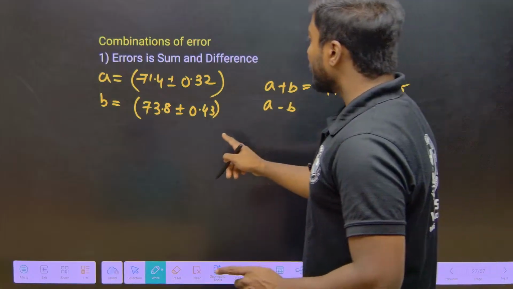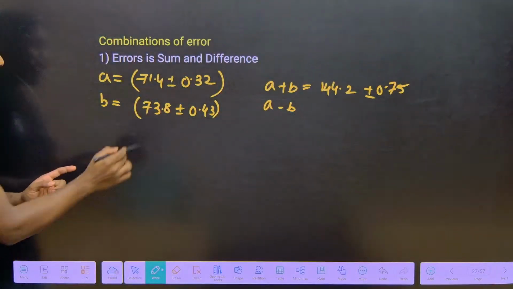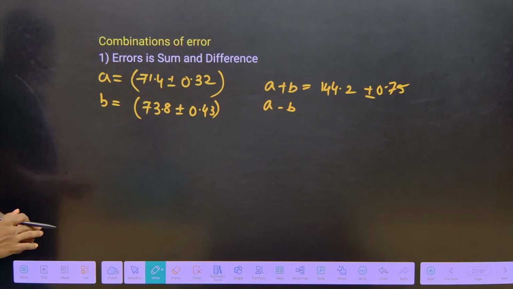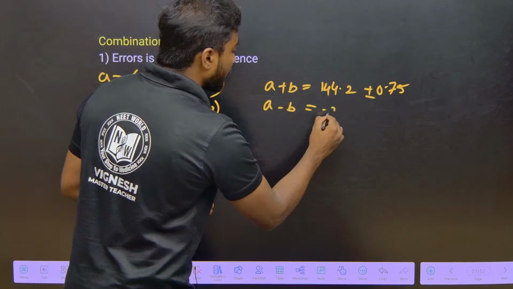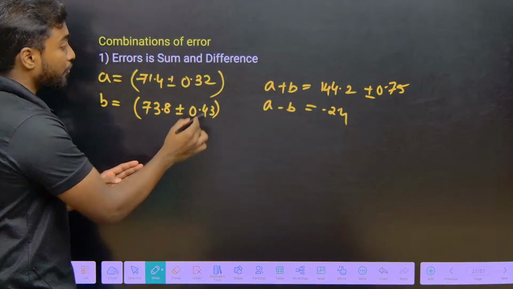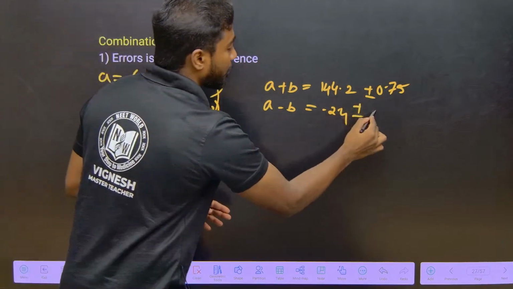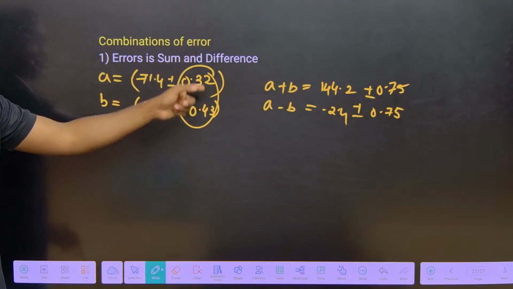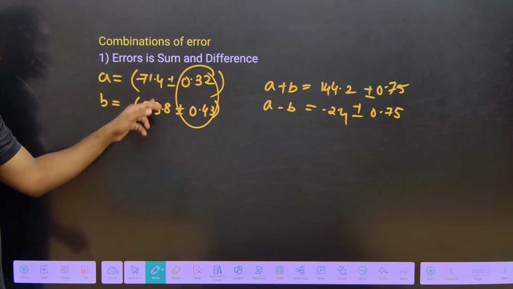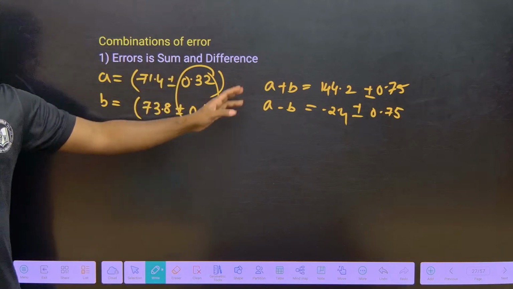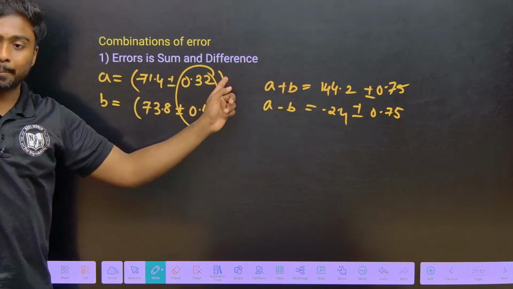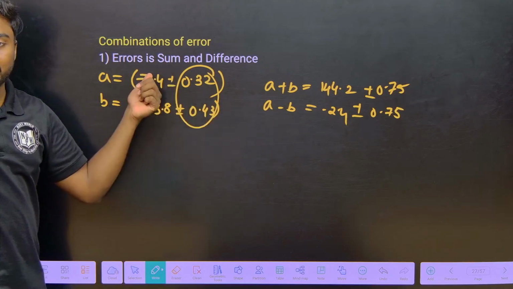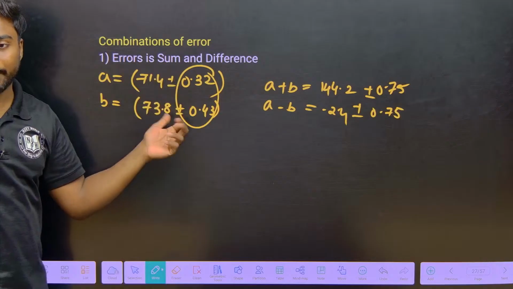For subtraction, I need to subtract these two values. What is the answer? Minus 2.4. But for the errors, I need to add as it is, 0.75. Addition: add the values and add the errors. Subtraction: subtract the values and add the errors. For the errors, I need to add in both subtraction and addition.